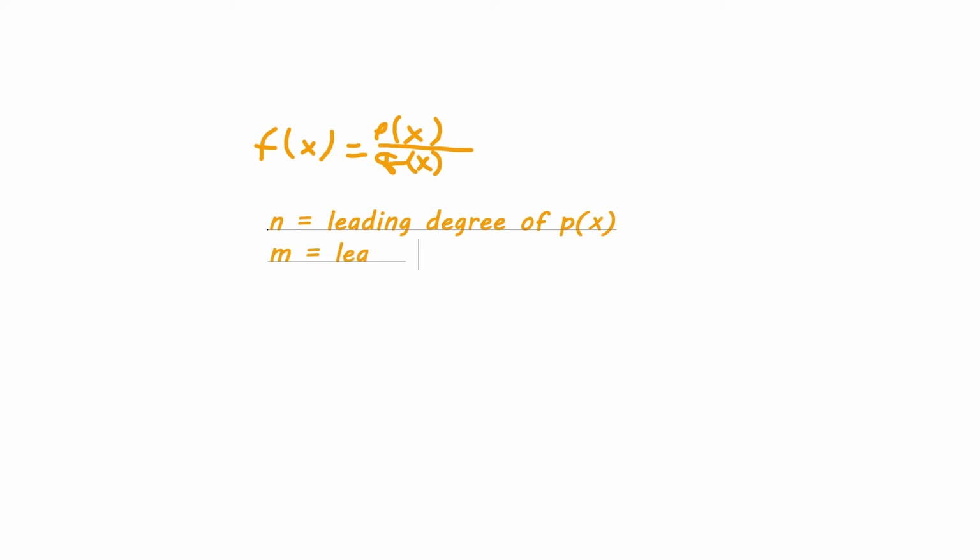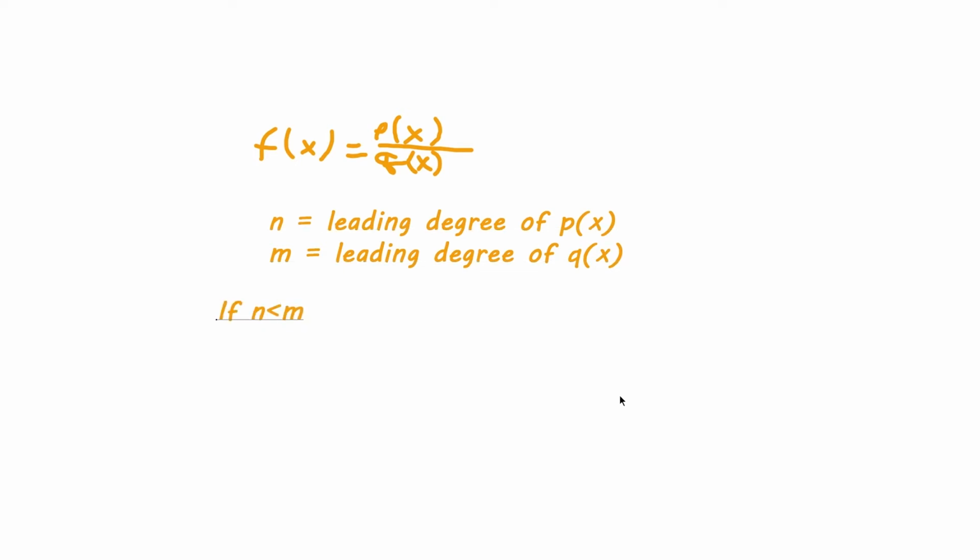So now let's move on to the range. The range of a rational function is going to be pretty much just like the domain. It'll be all real numbers, except for the horizontal asymptote or the slant asymptote. In order to find a horizontal asymptote, we need to take a look at the leading degrees of the rational function. So let's say we have the rational function f of x equals p of x over q of x, where n equals the leading degree of p of x, and m equals the leading degree of q of x. The following is what indicates where the horizontal asymptote lies.